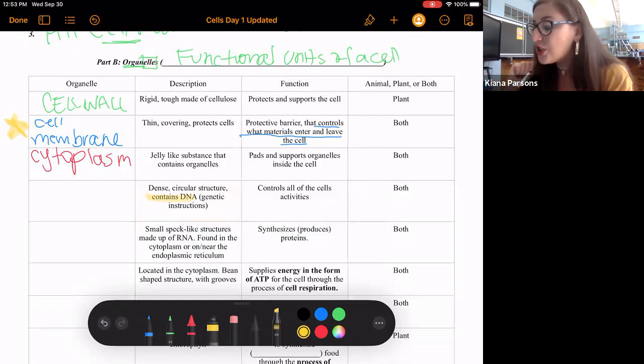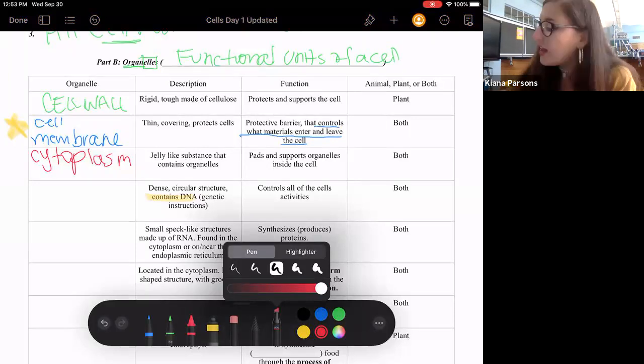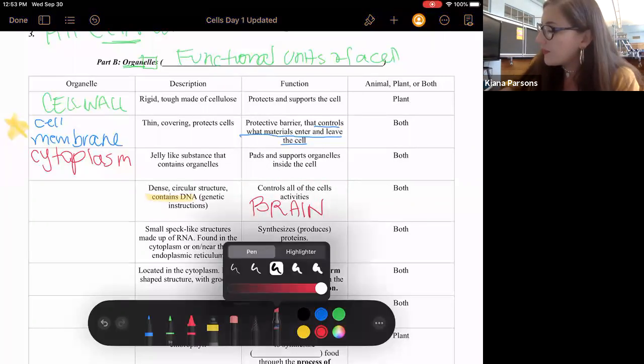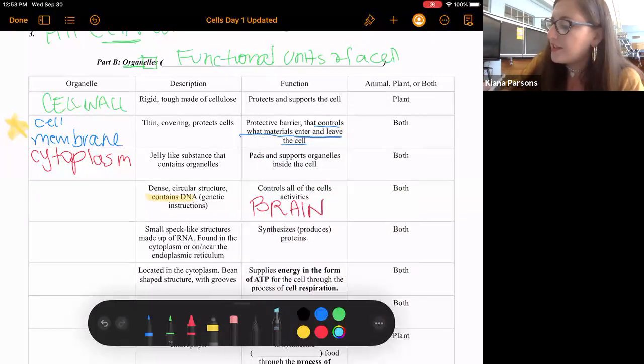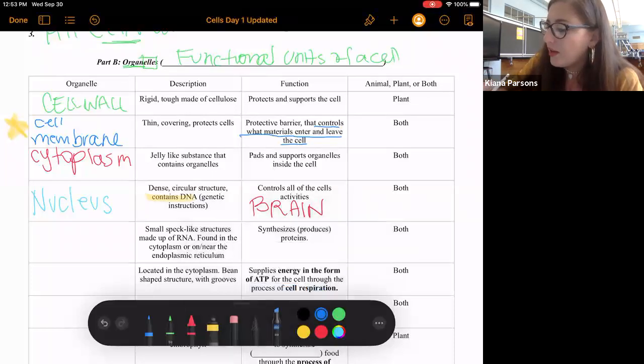But this dense circular structure is the control center for the cell. So it controls all of the cell's activities, kind of like the brain of the cell itself. It's in both plant and animal cells. And if you know any cell organelles already, I'm guessing you know this one. We are talking about the nucleus. And the nucleus is another very important organelle.